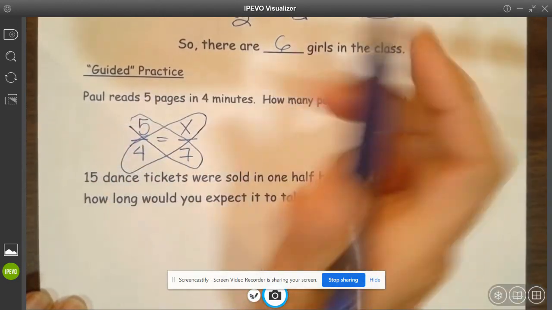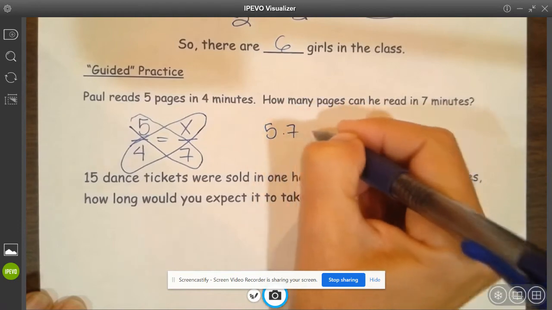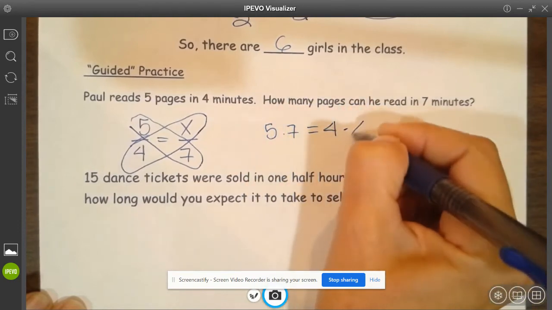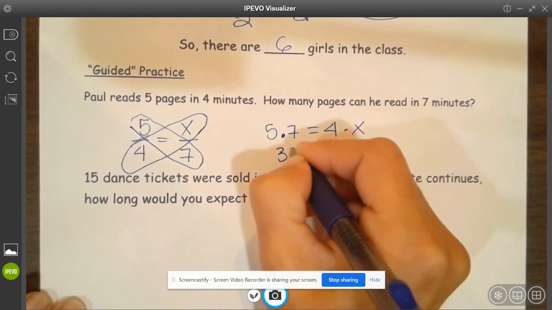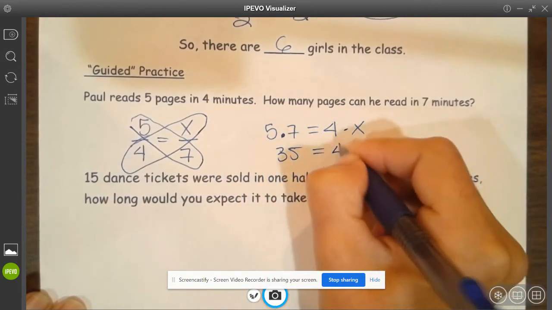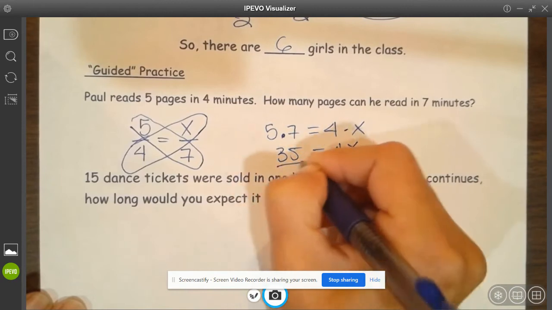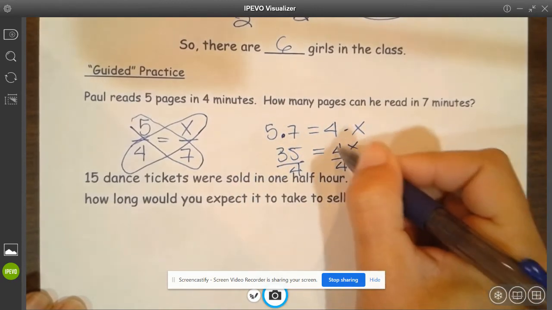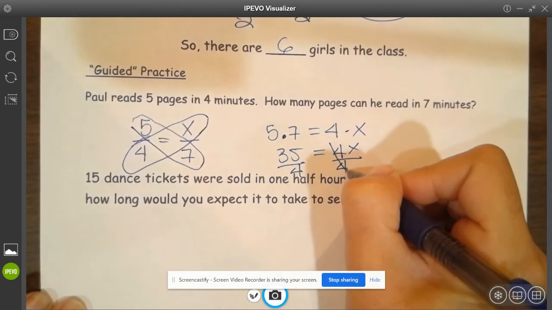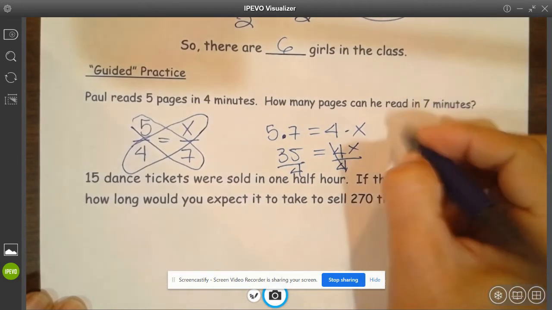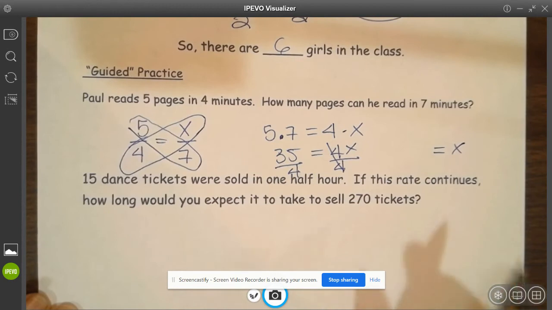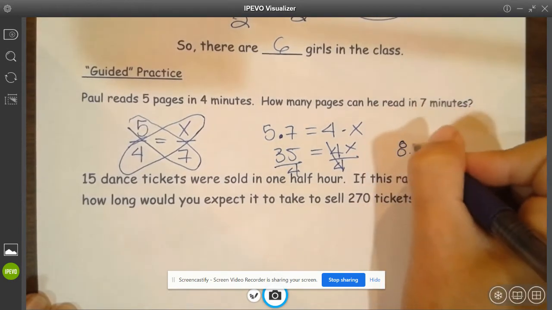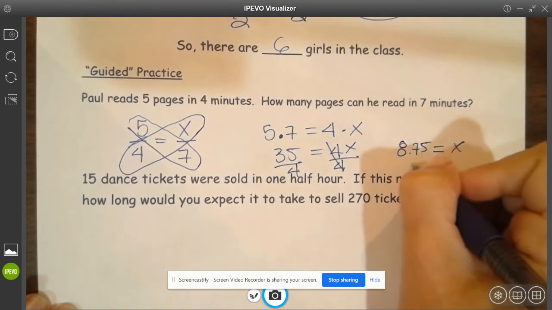Cross multiply. 5 times 7 equals 4 times x. And then you multiply. 5 times 7, that's 35, equals 4x. And then you divide by 4 to get rid of that 4 on this side. You divide on both sides. So that will be 4 divided by 4 is 1. So x equals 35 divided by 4. That is 8.75. 8.75 what? Pages.